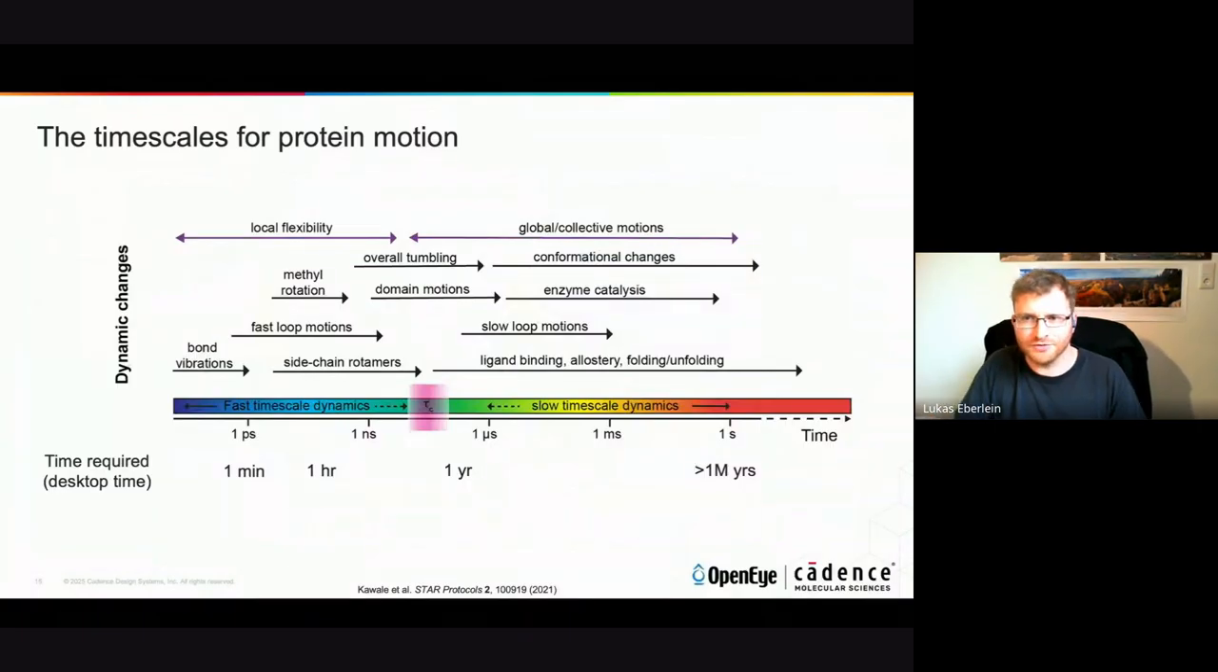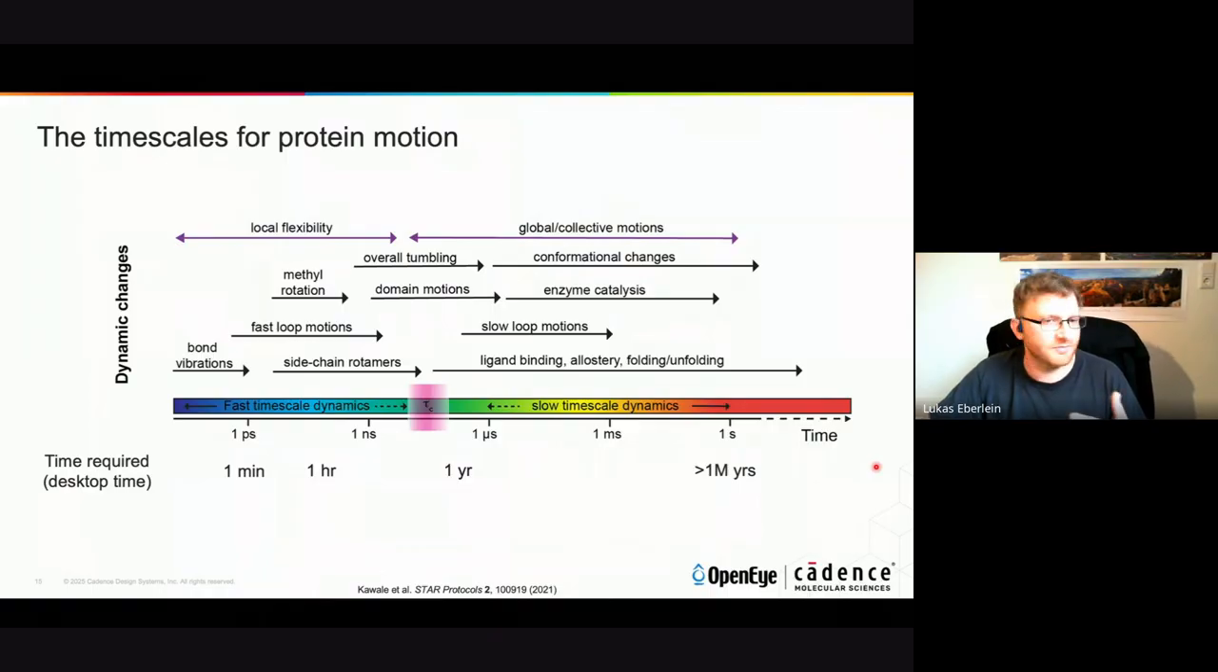So let's go back to the timescales for cryptic pocket formation. While there are some motions like sidechain rearrangements, which are in the order of nanoseconds, most of these motions are in the microsecond to second range, with some going up to minutes. And here on the bottom, we have the wall clock time required to generate MD trajectories of a certain time with a typical desktop computer. We see that it takes a lot of compute and time to even simulate microseconds.